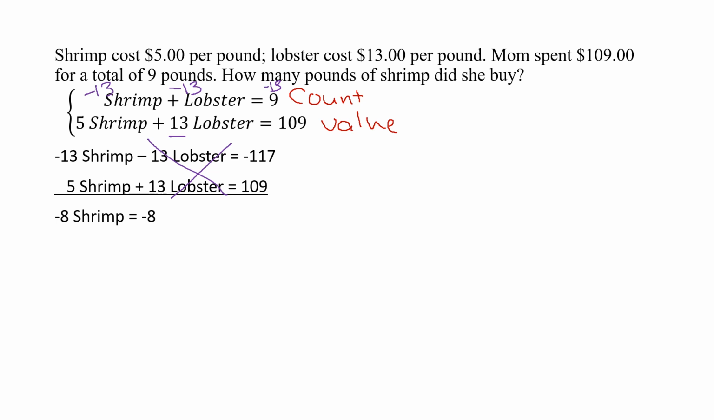I need to move that negative 8 over from the shrimp to get shrimp by itself. Negative 8 divided by negative 8 is 1. And because the problem simply says how many pounds of shrimp did she buy, the answer is 1. She bought 1 pound of shrimp.